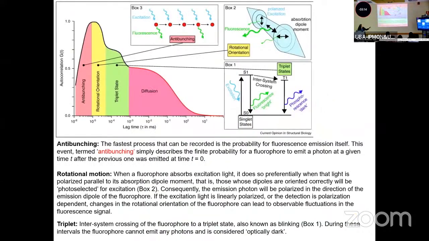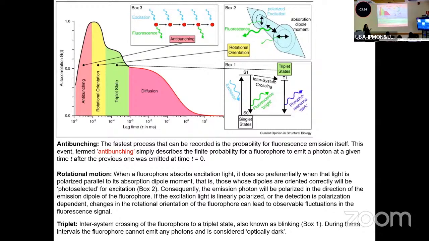What is anti-bunching? This is the fastest process that can be recovered, and it's related to the probability of fluorescence emission itself. Because we're trying to excite molecules, they are going to be anti-correlated at this very fast time point, because you can't excite the next molecule so fast. So there's going to be an anti-correlation here. When we go further in time, we are able to observe other processes such as rotational orientation of the molecule. We can calculate rotation correlation functions that tell us how the molecule is rotating.